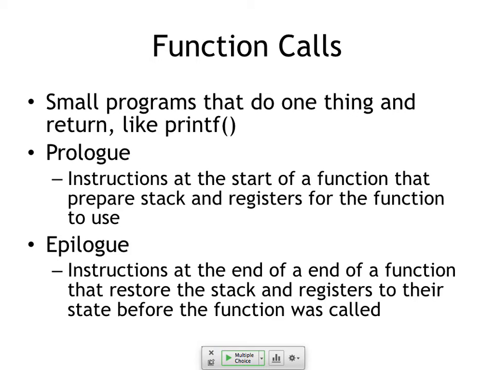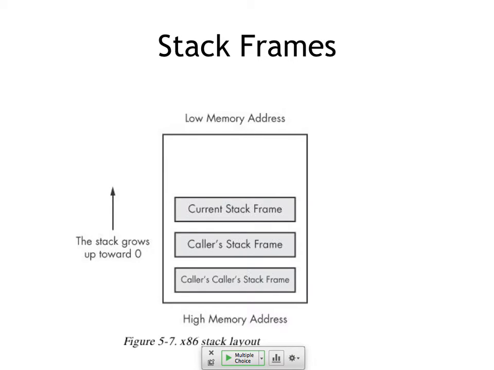Then when you're done with the function, it will undo that. Move back to the previous stack frame as it passes control back to the calling function. So here's the stack frame. Your main function might be here, then you call a subroutine that's here, then you call another subroutine.